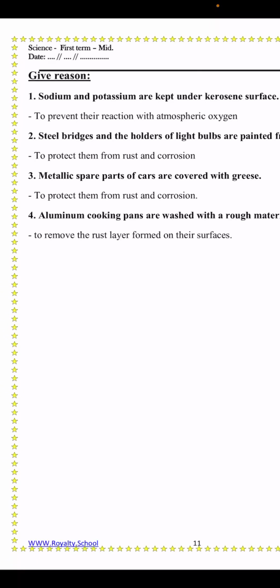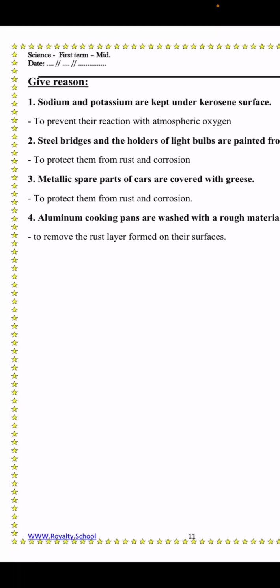Aluminium cooking pans are washed with rough material to remove the rust layer formed on their surface. Okay? Thank you. We finished this lesson.